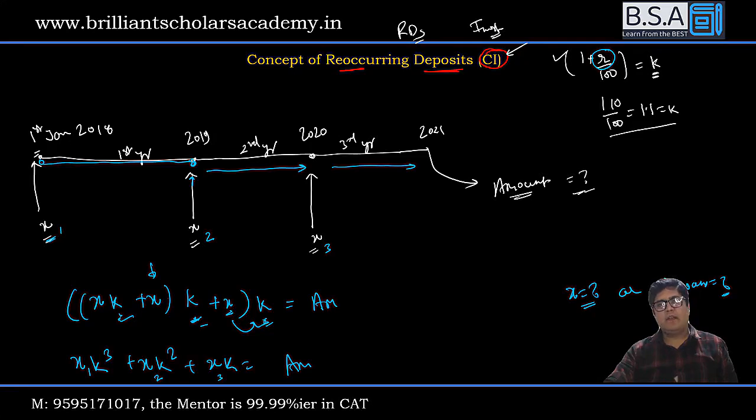K is the increase factor. K is equal to 1 plus R upon 100. K is the increase factor.